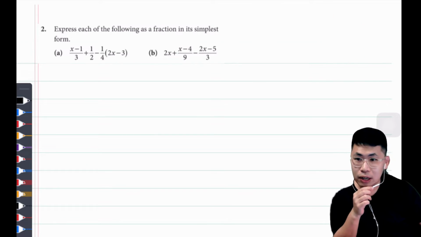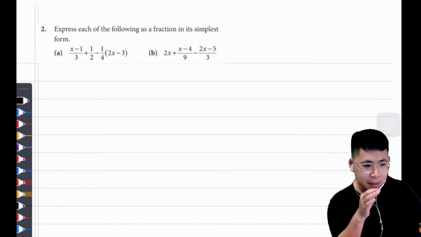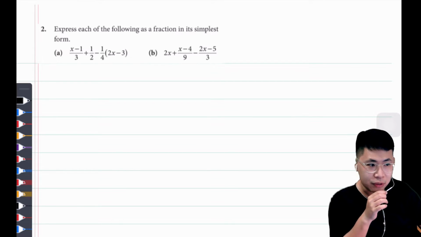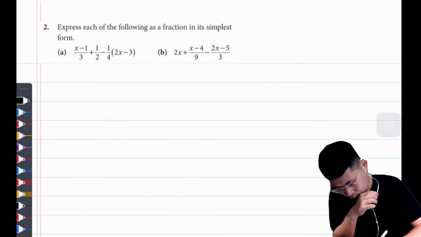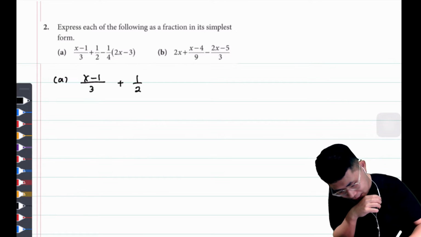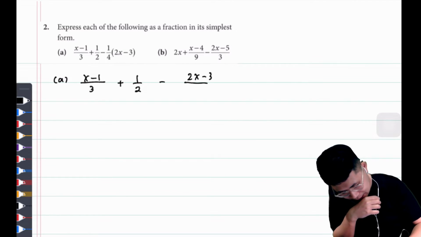Okay, alright, so let's take a look at question number 2 over here. Question number 2 is a bit challenging, where now instead of 2 fractions we will need to deal with 3 fractions. So over here let's take a look at question 2a. I have my first fraction, I have my second fraction, and I have my third fraction. I can write it like this, without the brackets.